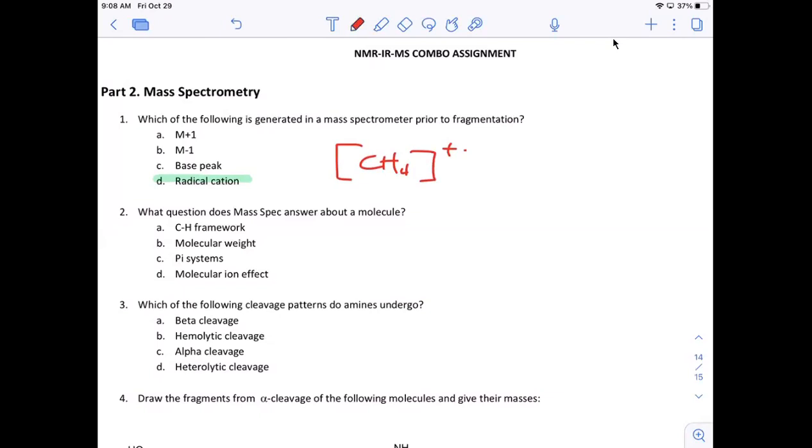All right, let's look at number 2. What question does mass spec answer about a molecule? The molecular weight. Good. All it tells you about is molecular weight and size. It doesn't tell you anything about the carbon hydrogen framework. That's what NMR is for. It doesn't tell you anything about pi systems. That's what UV is for.